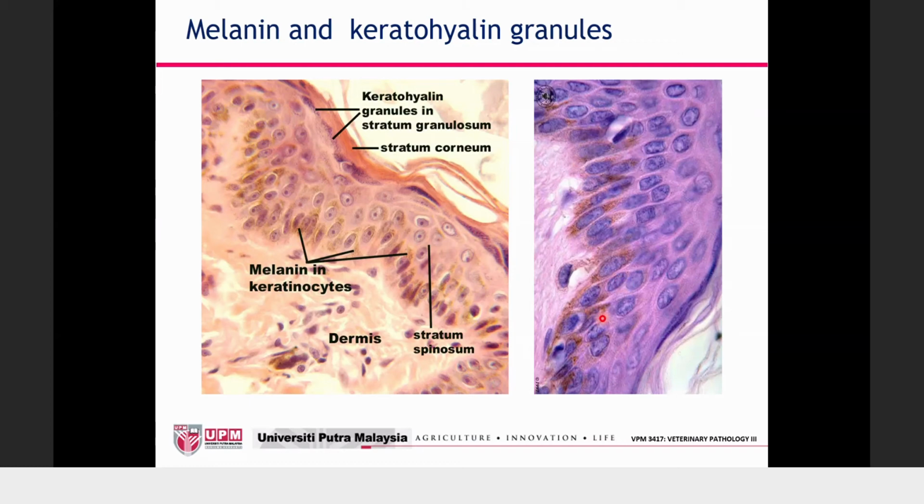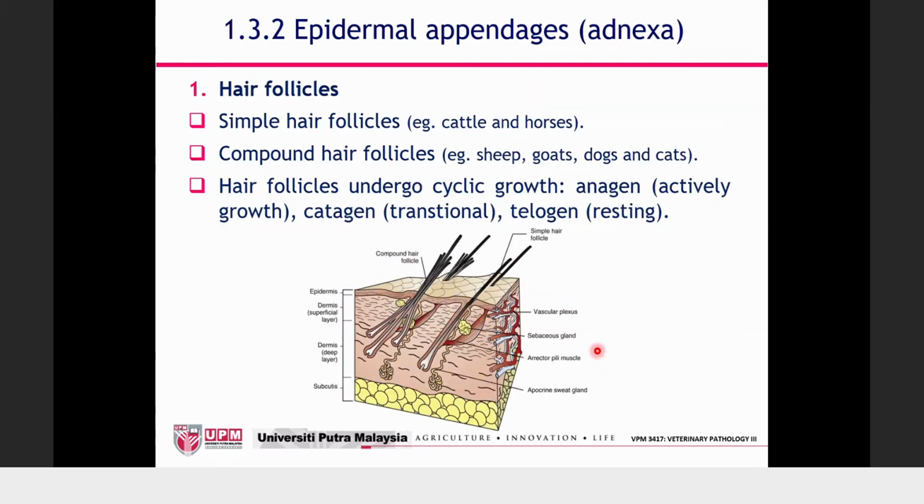So again, this will give the color to the skin, and melanin is also present in the hair follicle, so it will give color to the skin and also the hair follicle. Okay, so for the hair follicle, remember I mentioned there are 2 types.